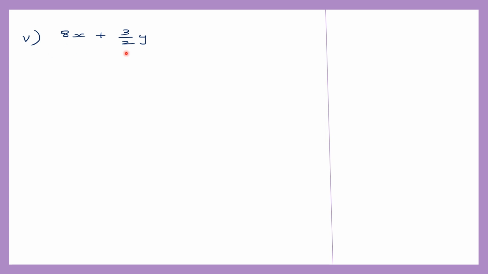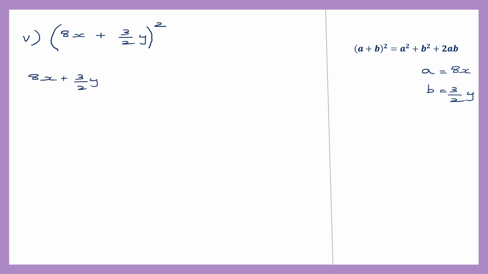Question 5, 8x plus 3 by 2y. So to find the whole square, we have to put this whole thing in brackets and put the square sign. And again, this is in the format of a plus b the whole square. So apply this identity. A plus b the whole square is a square plus b square plus 2ab. That means the first term here will be a and the second term will be b. So a is equal to 8x and b is equal to 3 by 2y. So now let's apply the formula. 8x plus 3 by 2y the whole square.